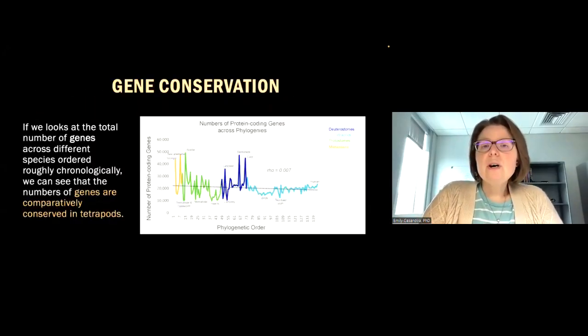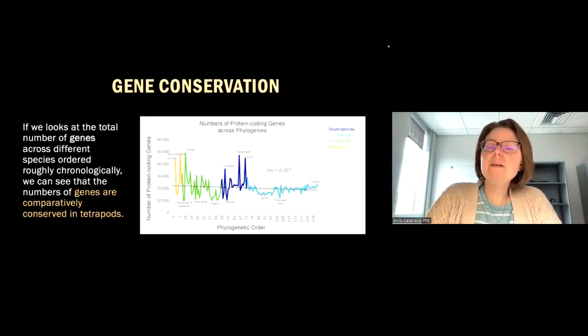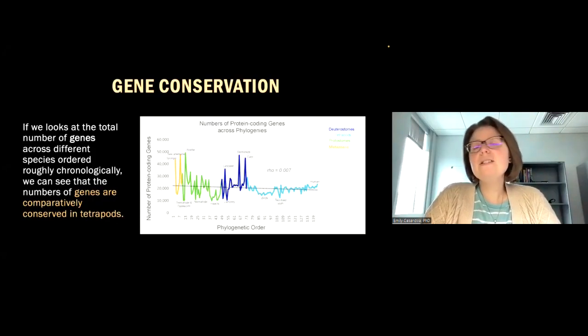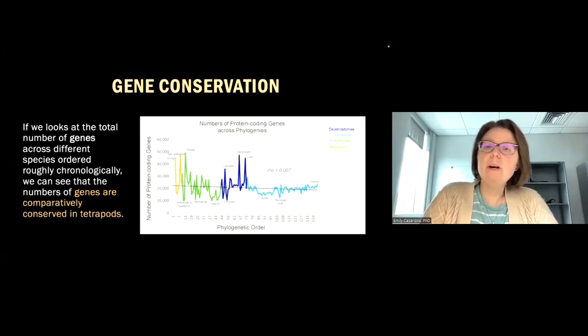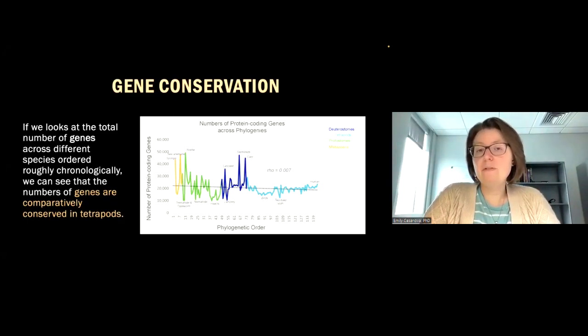Okay, so when we talk a little bit about something called gene conservation, we can look at gene conservation in a number of ways. And conservation just means it hasn't changed all that much, right? We might be talking about the conservation of the sequence of a particular gene, how well conserved that sequence might be. In this instance, we're going to talk about the conservation of the total number of genes that we have in our genome. And so again, on this graph, we're looking from left to right, going a little bit in chronological order, so earliest to most recent.